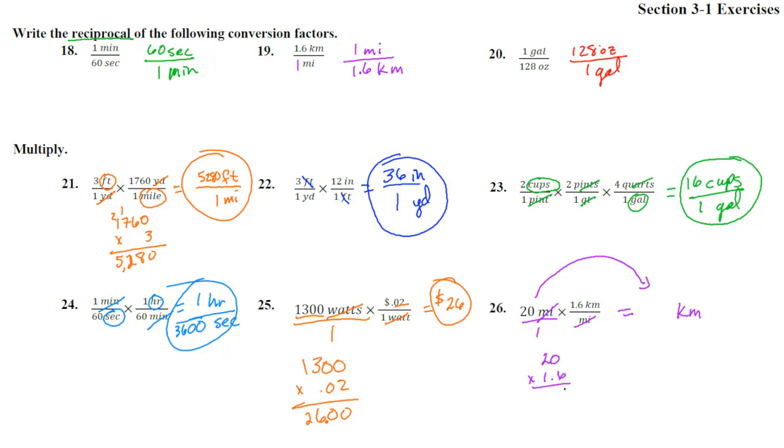Okay, so 6 times 0 is 0, 6 times 2 is 12. Put a 0 down, 1 times 0 is 0, 1 times 2 is 2, and we get 320 with 1 decimal place. So 32.0 km, and that's the unit. So we have effectively changed 20 miles into kilometers. Great!